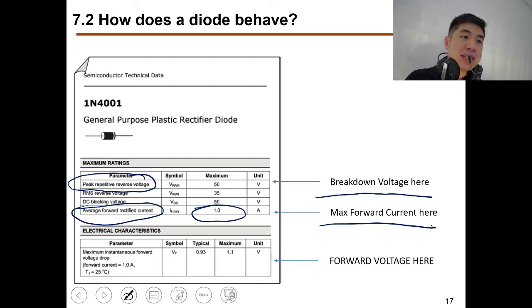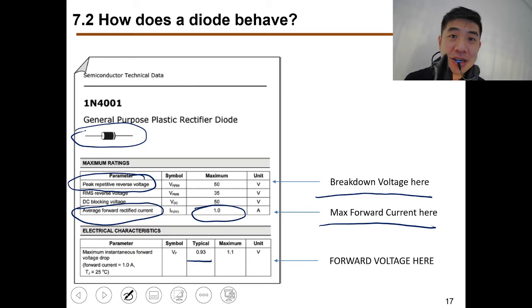Next, forward voltage is here. This part here, can you see? Typical forward voltage is 0.93 for this particular diode that you find in your electronic lab. You have a whole lot of these 1N4001. You can play with them. You can go and find them inside the 1N4001 box. 0.93 is the standard.